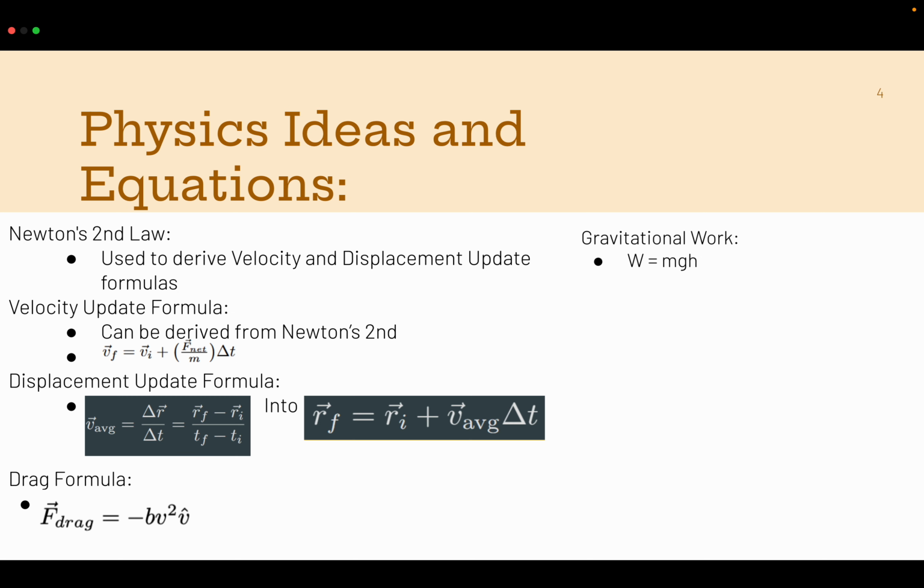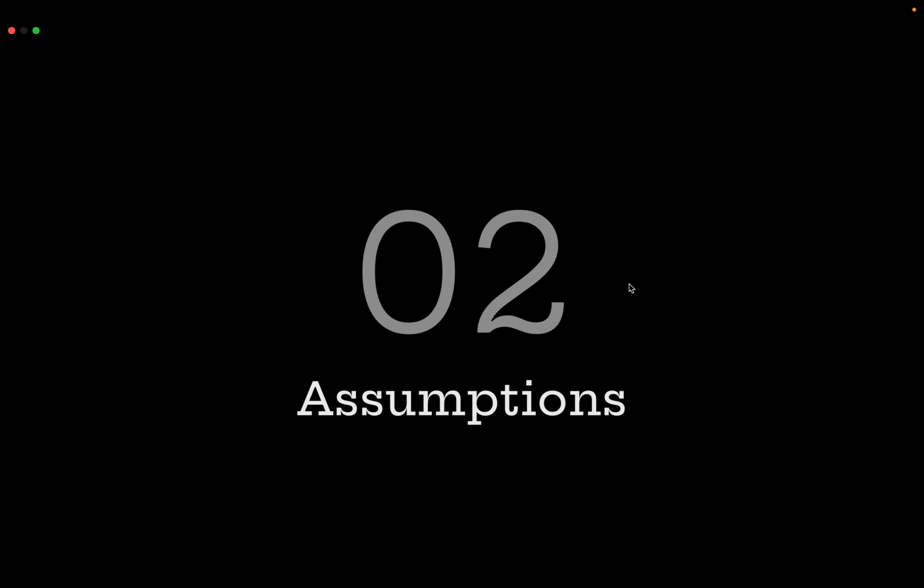So, some physics ideas and equations. The basis of this is Newton's second law. We use this to derive velocity and displacement update formulas, and we use it for momentum and things like that. You can see the formulas here. It's effectively just going to be v_i plus F_net over m times delta t for velocity, and then r_i plus v_average times delta t, which is going to be around v_f. For the drag formula, we said it was going to be negative b times v squared times v hat. That's negative drag coefficient times the speed of the object squared times the unit vector, which is the direction. And then gravitational work, mgh.